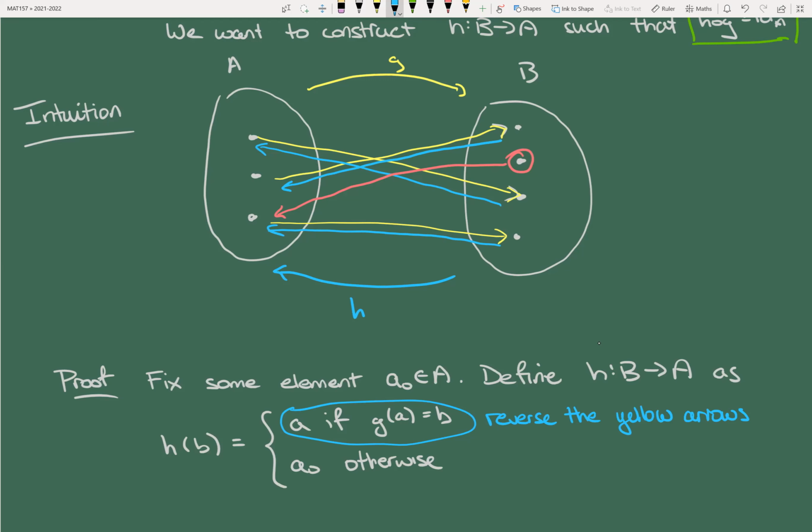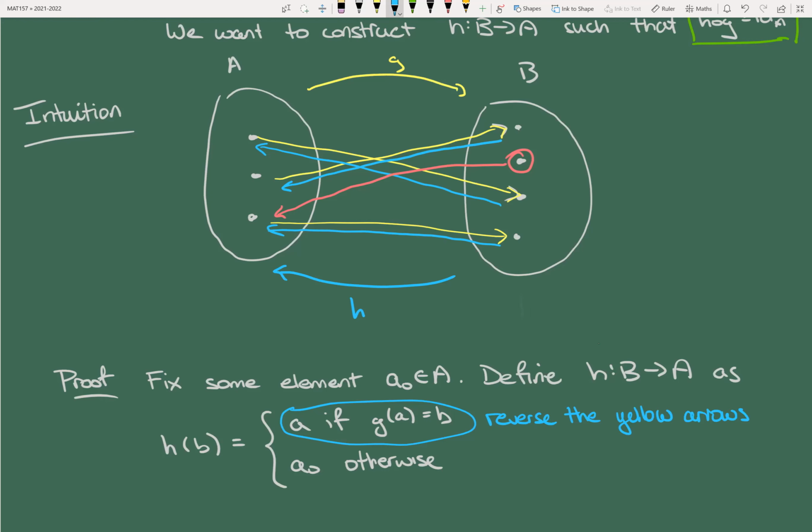And then the second part, A naught otherwise, says if there's no arrow pointing to it, then you're going to map it to A naught, right? I.e. anything on the right-hand side that doesn't have an arrow pointing to it is going to have an arrow pointing towards A naught when we define the inverse function. Now, why is this a function? The thing I've circled in blue, you can't do in general. Why can we do it here? Exactly, since G is injective.